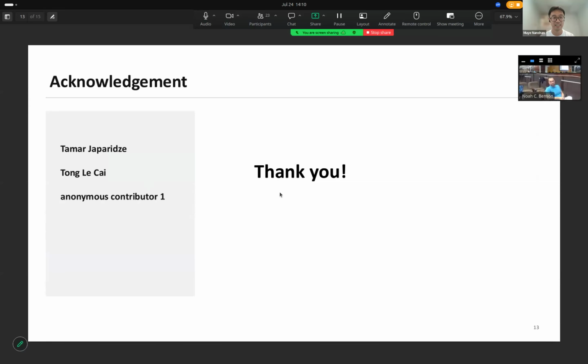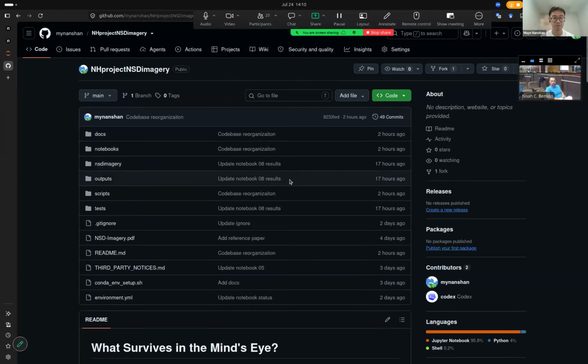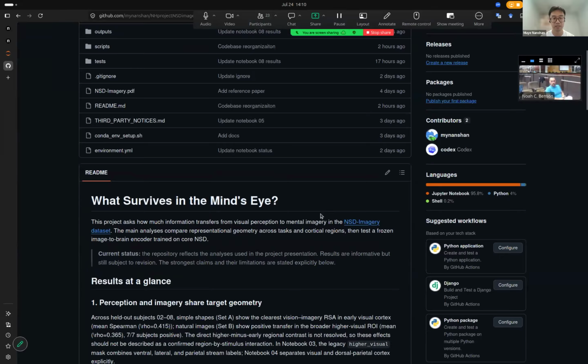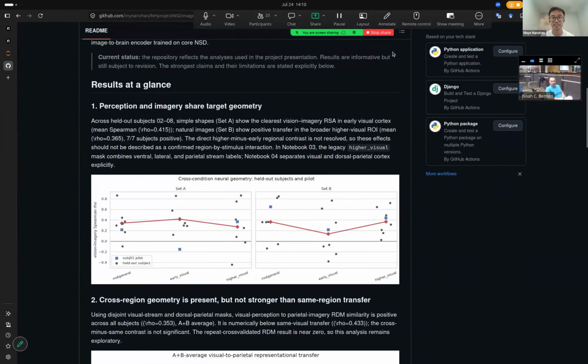So thank you. And also, I have put this data set in the repo. So if you want to download this data set, my repo helps you build the processing pipeline. If you're interested, you can simply try this.